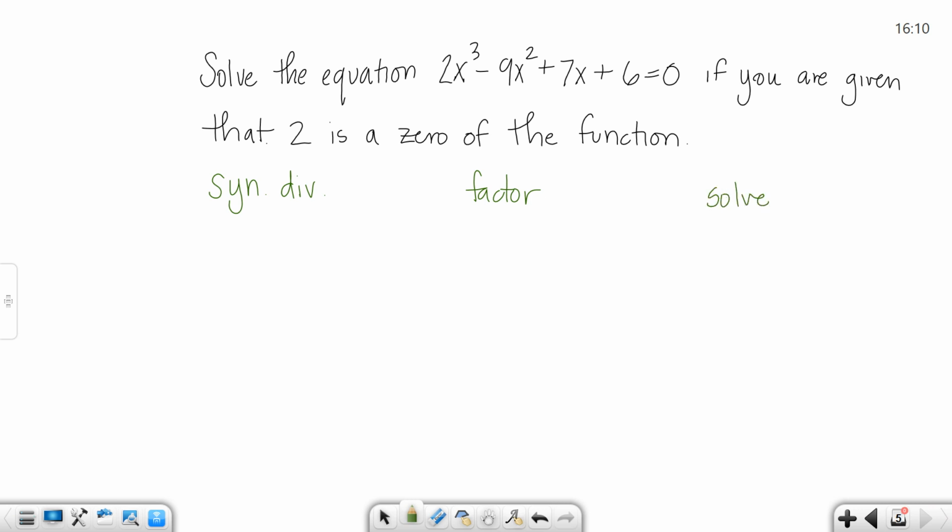Now the first part's a little tricky. I'm going to use synthetic division, so let's just go ahead and look through there. I have a 2x to the third, a negative 9, a 7, and a 6. There are no missing x powers. My c value is 2.